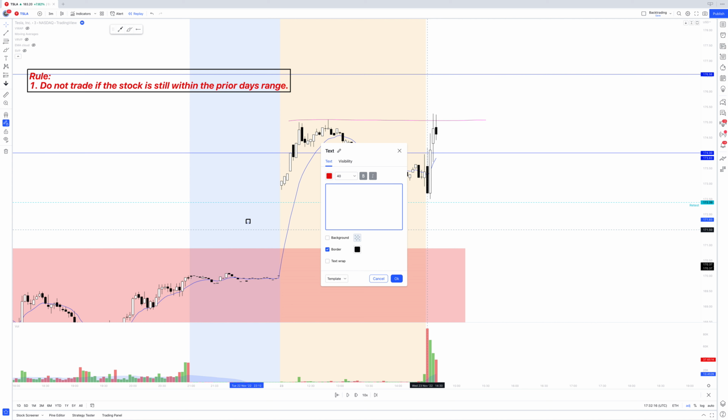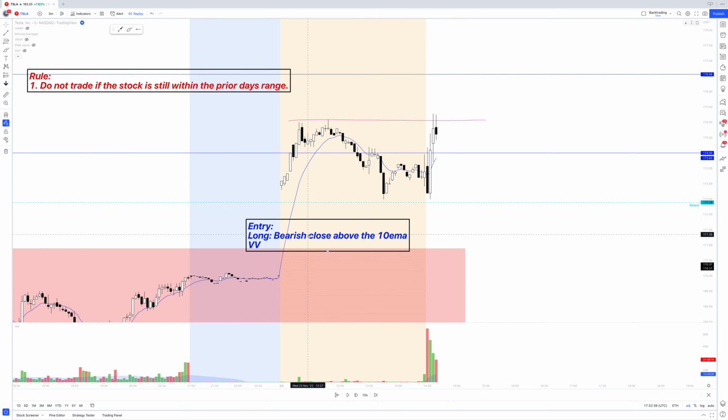Okay, so let's do this. Let's stick it in blue so it matches the 10 EMA color, which is the blue line on screen. Entry: for long, we want to see a bearish candle close above the 10 EMA, and obviously vice versa if short, right? And this is our entry signal.